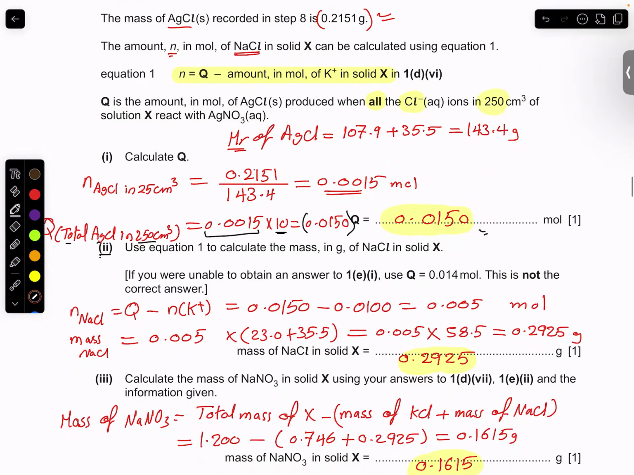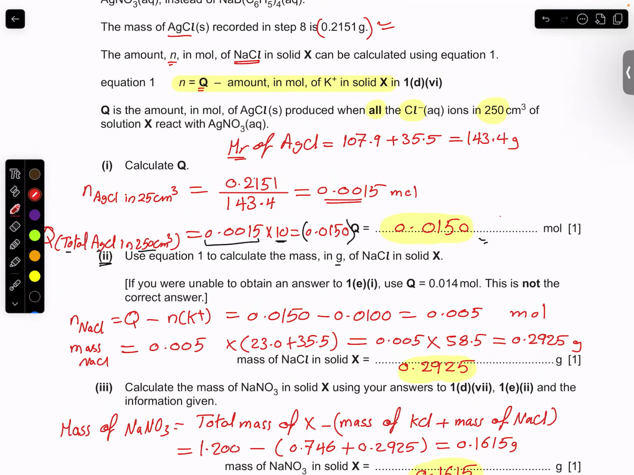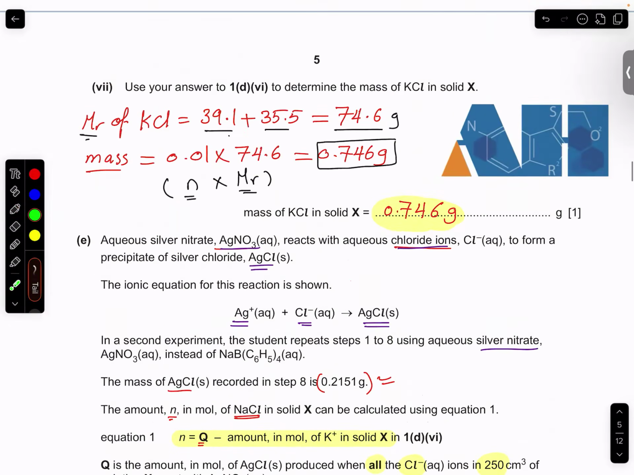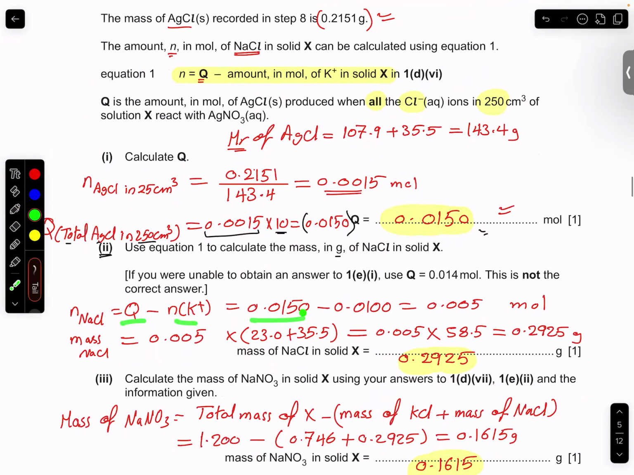Part (ii): use equation 1 to calculate the mass in grams of NaCl present in the solution. We use the equation given here: n equals Q. We got Q here, which is 0.015, minus the number of moles of K that we got here, 0.01. So 0.015 minus 0.01 equals 0.005 mole. This is the number of moles of NaCl.